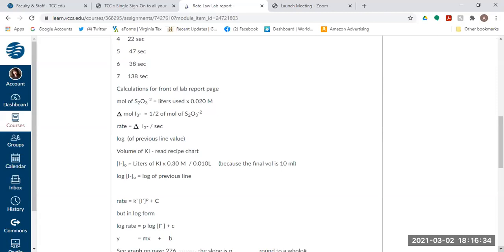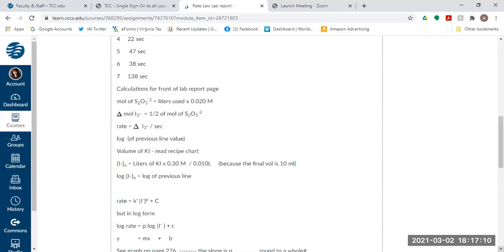For your rates, take your triiodide concentration moles and divide by seconds. These are not natural logs. If you look at the data page there, you'll see that they all say log. So make sure that you are using the log base 10 on your calculator to do this. So just take the log of the previous line. For volume, again, this is a read the recipe chart thing, seven different values there.